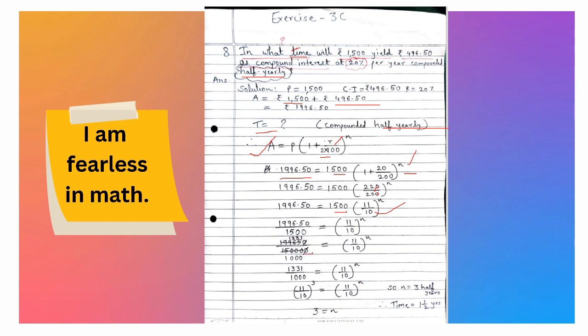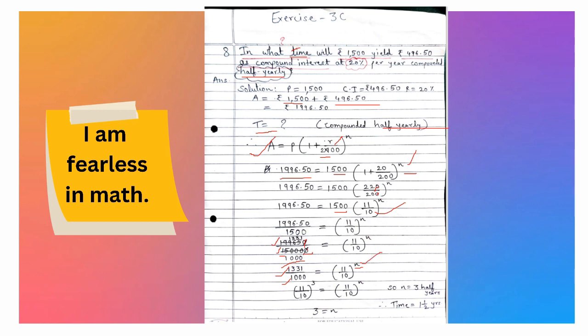So now I'll just cancel this zero and this zero, and then think about how I will reduce this number. Here one clue is given, 15 is given. So try to divide this given number and this given number by 15. When I divided both numbers by 15, I got 1000 down and 1331 up. So you write down the same as it is: 1331 upon 1000 is equal to 11 upon 10 raised to n.